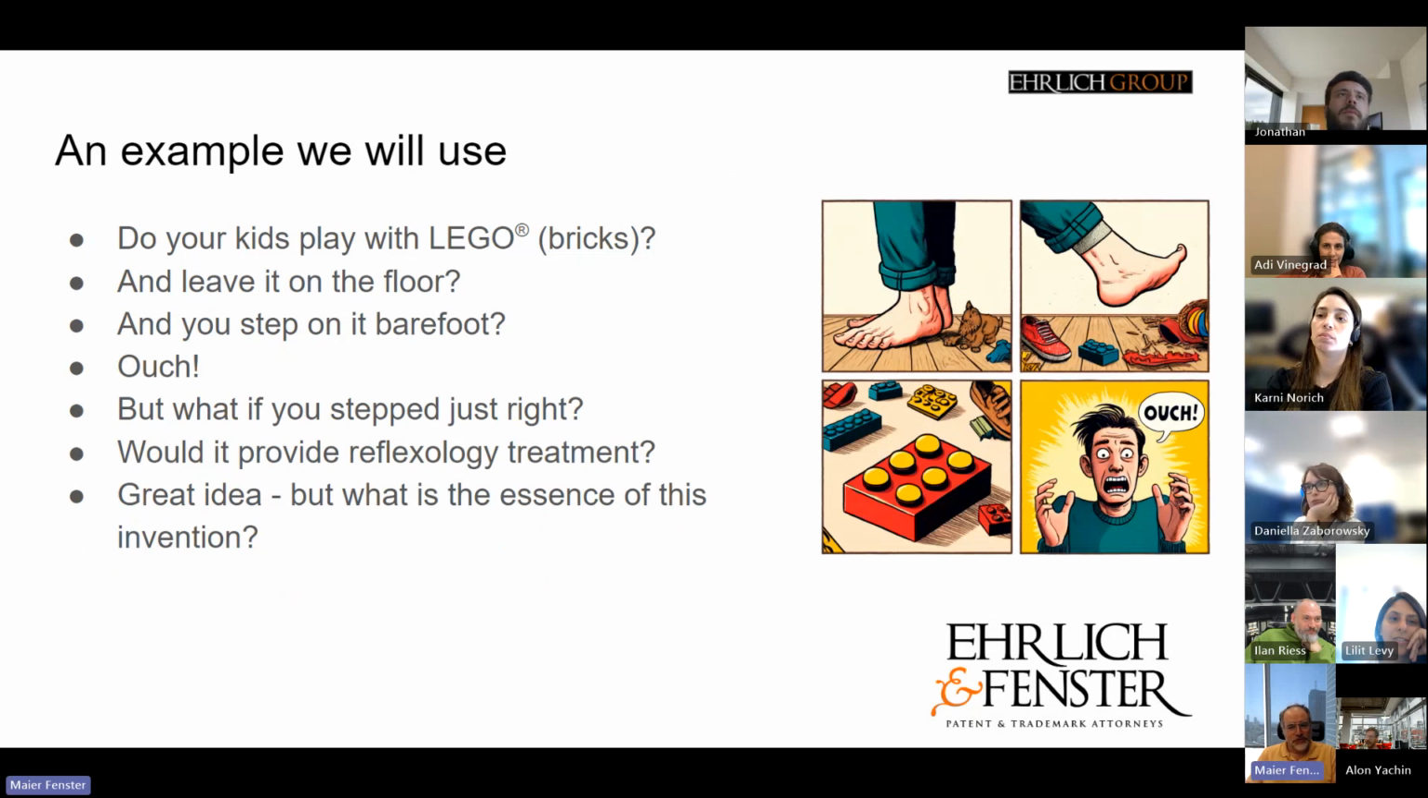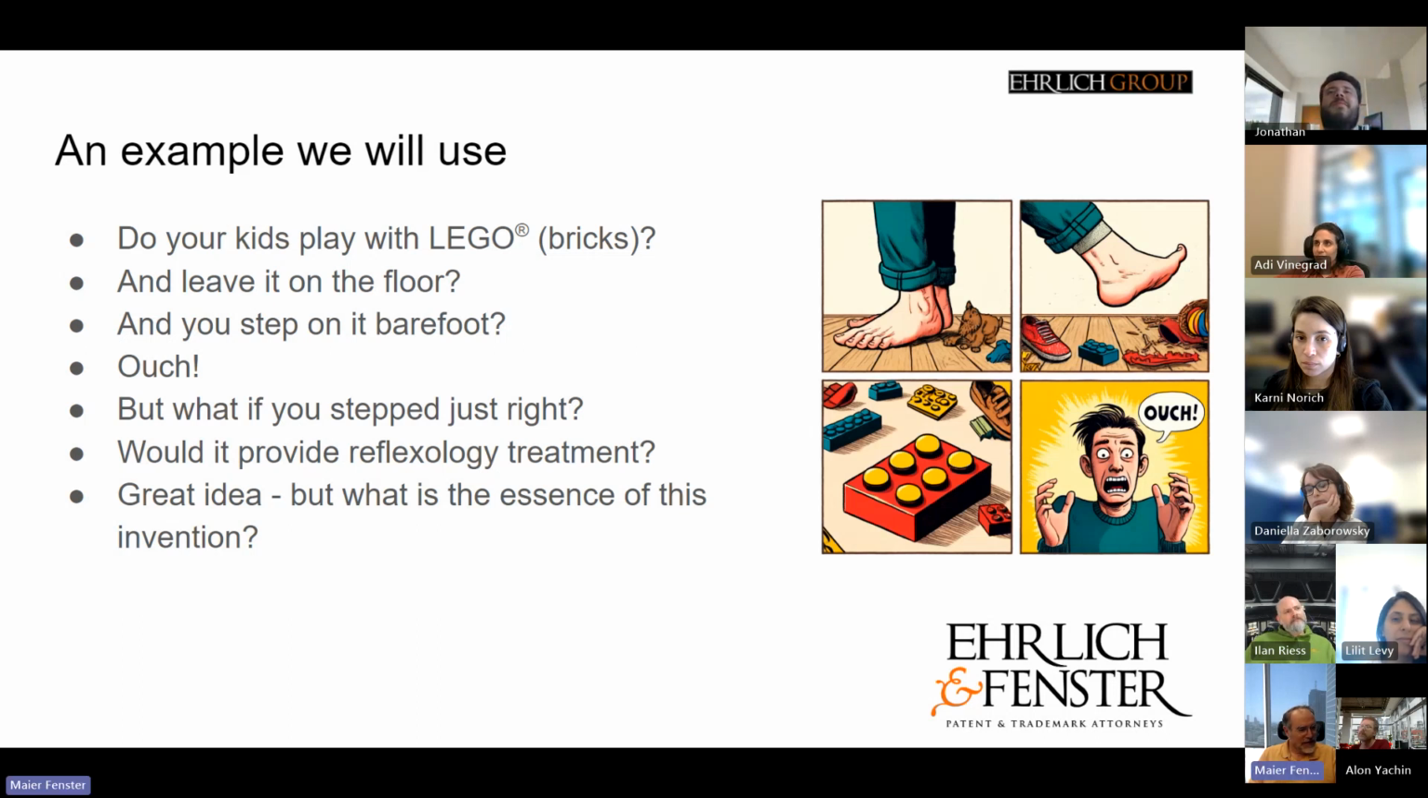To keep you on your toes, we're going to have an example which we'll get back to from time to time. If you ever stepped on Lego bricks, you know that it is uncomfortable. But imagine if you step just right, and then you would get perhaps reflexology treatment by stepping on the Lego. Okay, so that's an invention. It's very vague what I'm saying, but basically you have Lego bricks and you're stepping on them and you're getting a medical treatment or quasi-medical treatment by doing it.